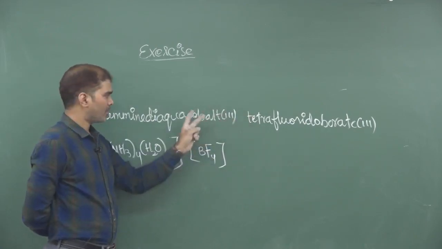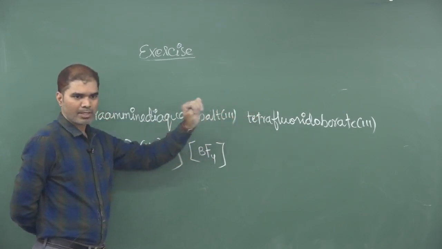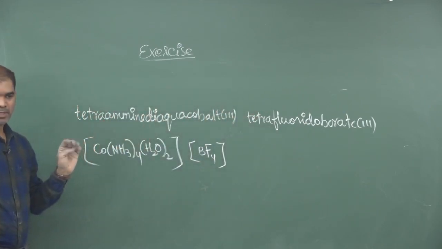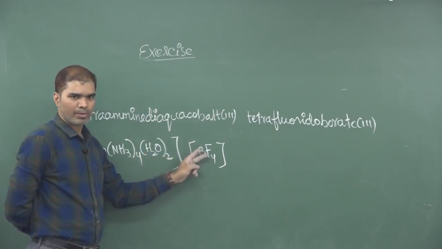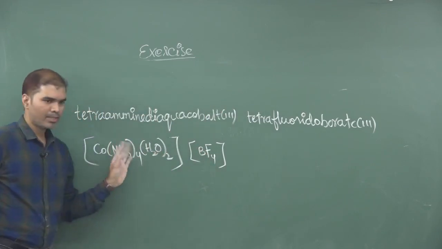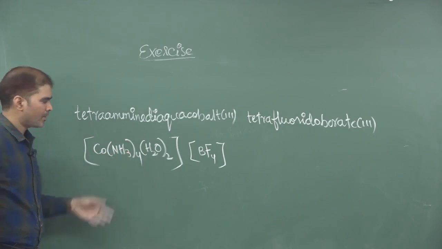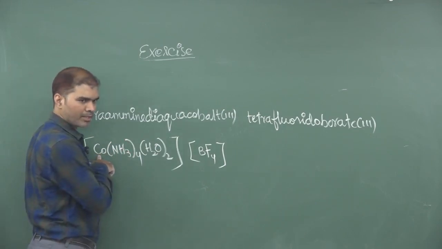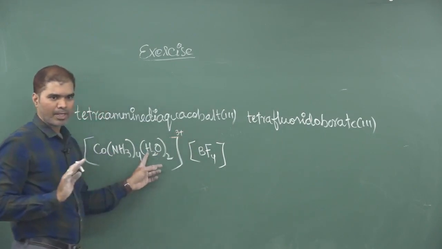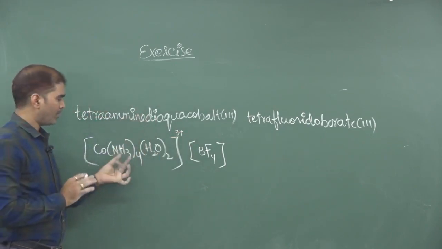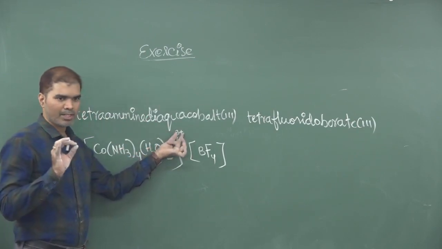Look at the oxidation states. Cobalt is present in +3, boron is also present in +3. So altogether how many charges should come? Minimum 6 charges should come. But how many charges do you have? Only 4 negatives are there. These are neutral. Then how do you balance? Cobalt should get +3, and these 2 ligands are neutral, so the complex should carry 3 plus charge.